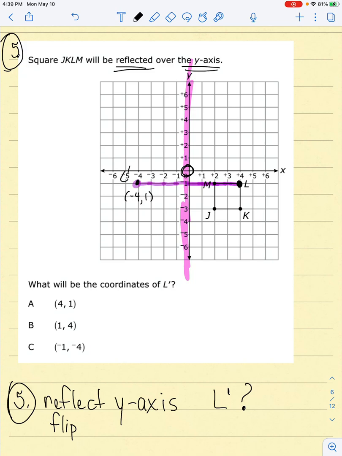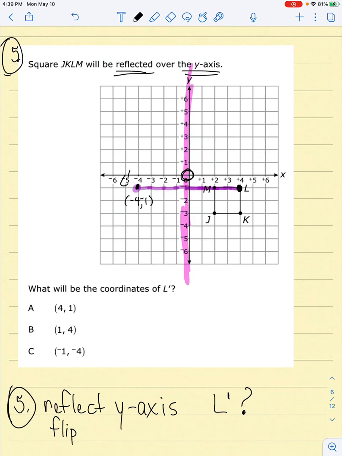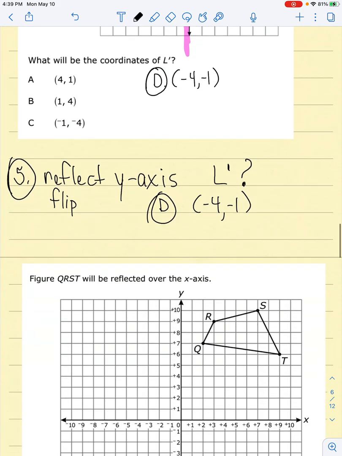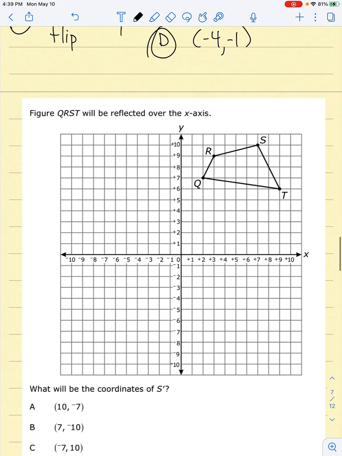And -4. Oops, should be -4, -1. Which it looks like I accidentally cut my choice off, so I think that was D. -4, -1. Okay, so write that in your notes. -4, -1.